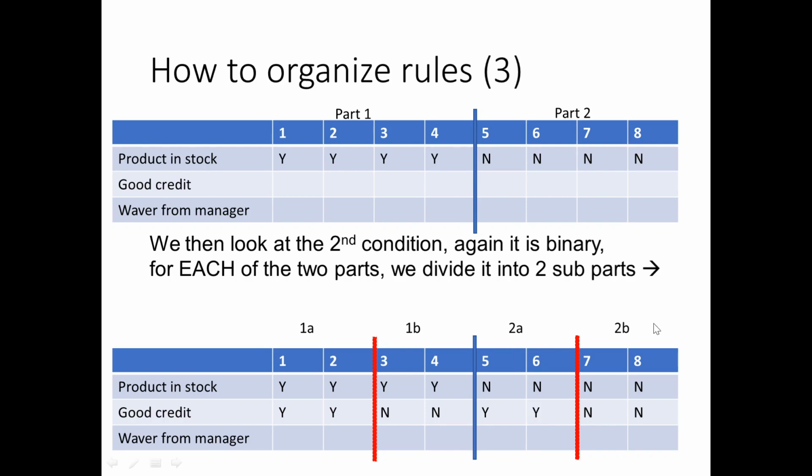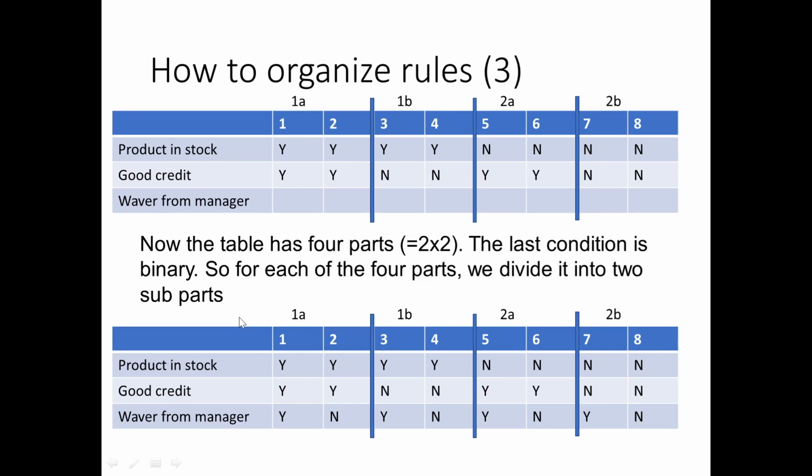Similarly, part 2 is divided into two subparts, part 2a and part 2b. And again, from part 2a to part 2b, the answer to whether the customer has good credit is switched from yes to no. We have one more condition to handle. As you can see, now this table has 4 parts. So then the last condition is whether there is a waiver from the credit manager. Again, it has two possible values, either yes or no. We just divide each of the 4 parts into two subparts. Each subpart will be just one column. And again, from one column to the next column, we need to change value. So that is, we have yes, no, and so on and so forth.